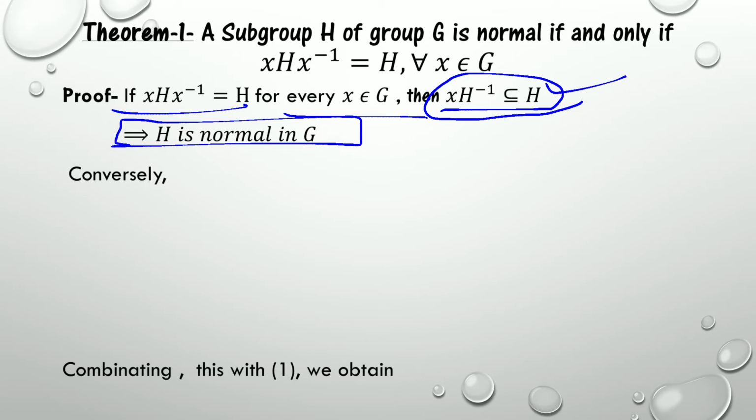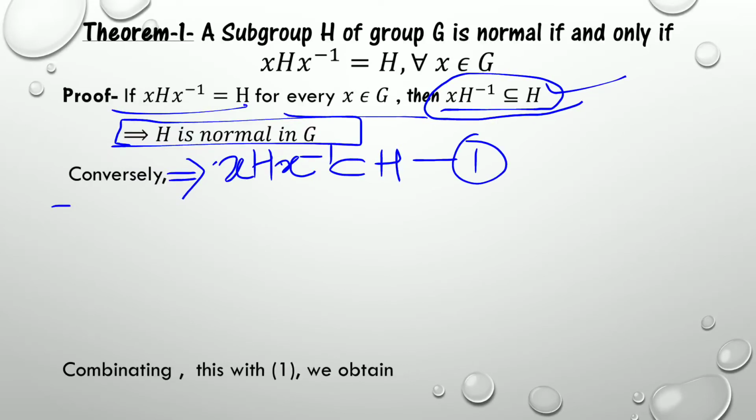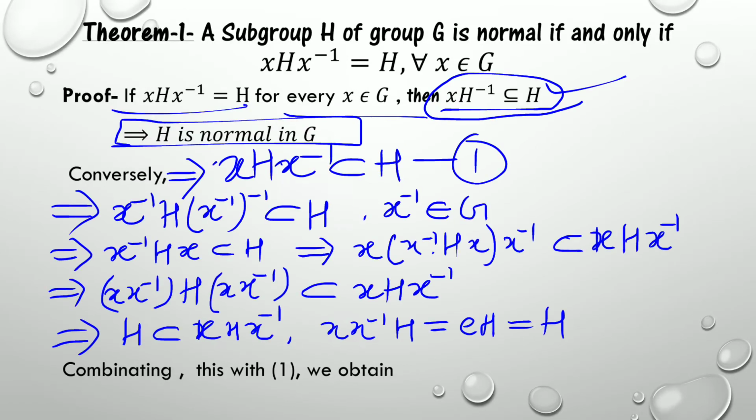If H is normal in G, it implies x H x inverse is a subset of H. This is equation 1. It implies x inverse H (x inverse)^(-1) is a subset of H, where x inverse belongs to G. So it implies x inverse H x is a subset of H.